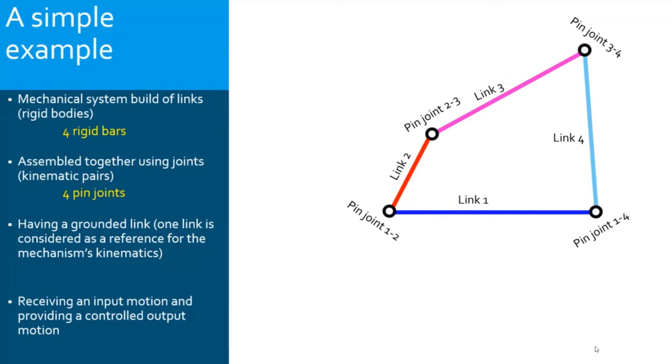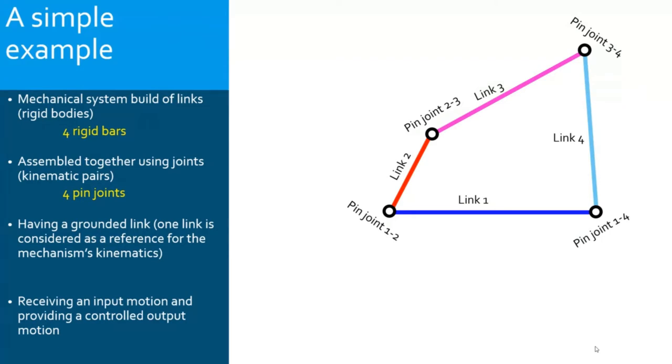Here, the simplest joint is the pin joint, or the revolute joint. The pin joint will block the translation between the links and allow only the rotation. So here, for example, between link 1 and 2, the pin joint 1-2 will block all translations of 2 regarding 1, but it will allow link 2, the red one, to rotate relatively to link 1.